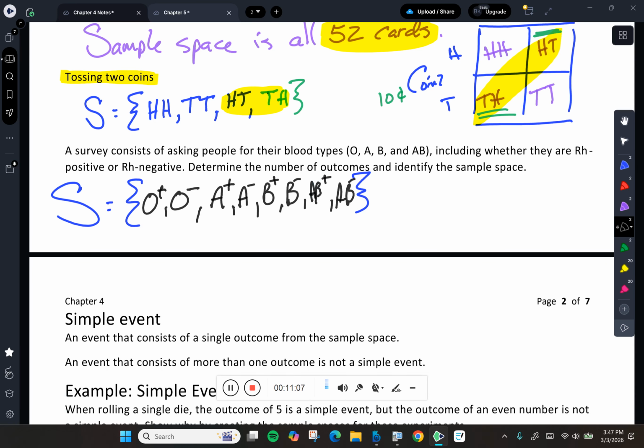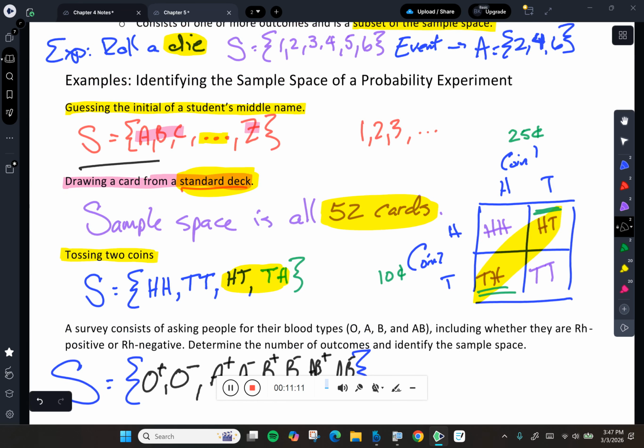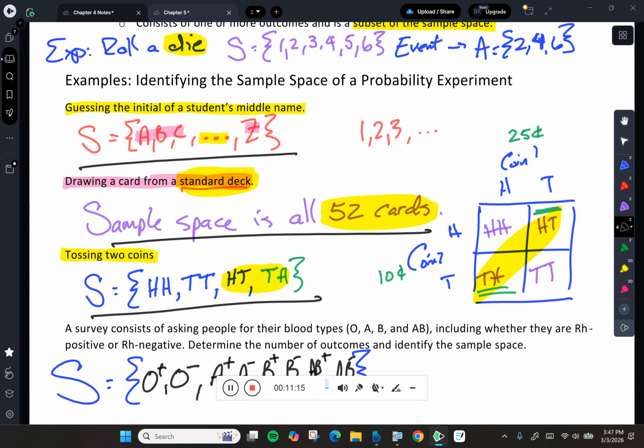Now, one thing about this one that's different than the rest of them is that here, here, and here, we wrote sample spaces where everything had the same chance. Like if I was just randomly picking an initial for a student's name, I could pick any letter and it had the same chance of being picked. If I pick a card from a well-shuffled deck, every card should have the same chance of being picked. If I flip coins, all 4 of those outcomes should have the same chance of occurring.